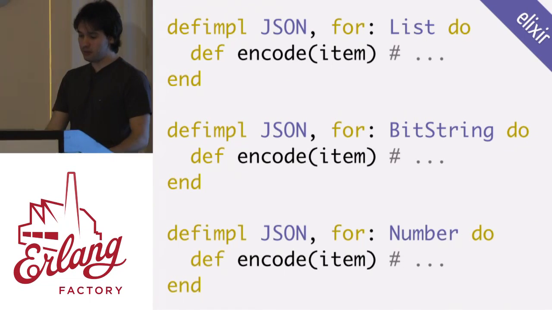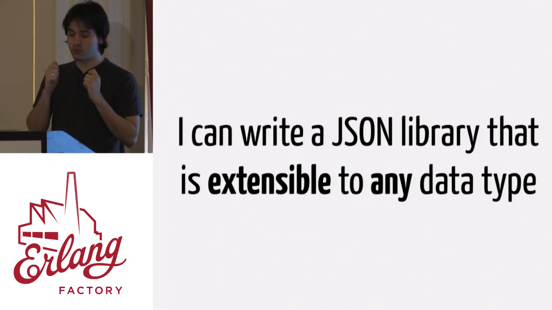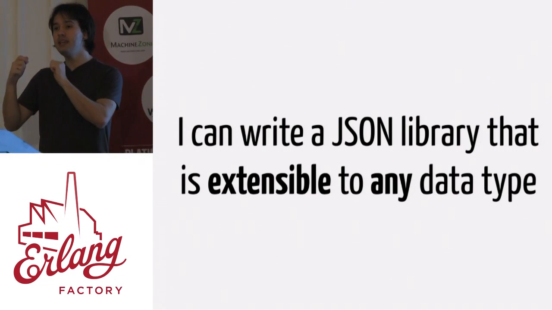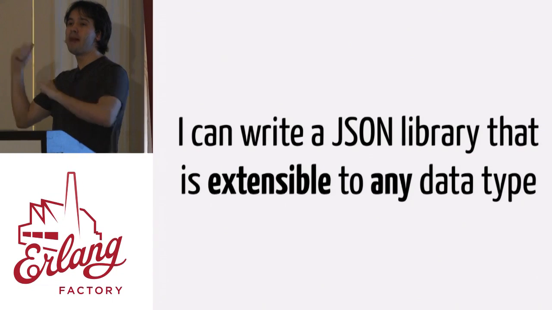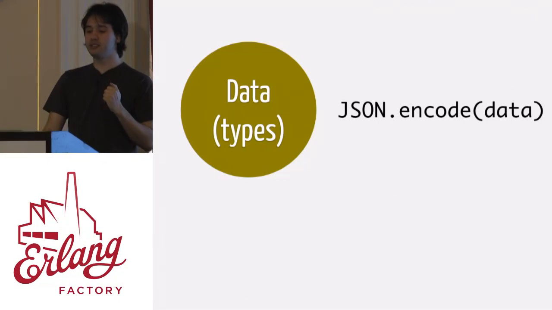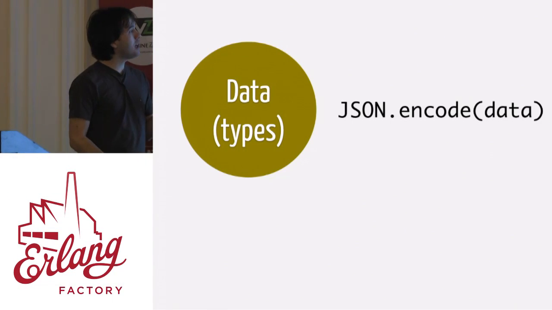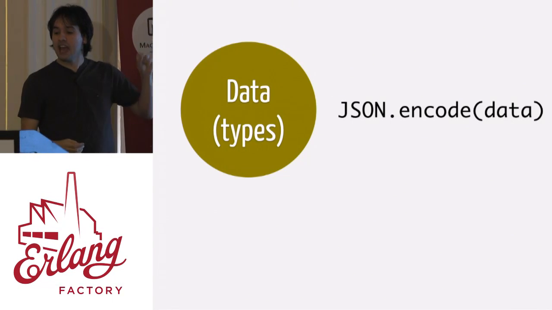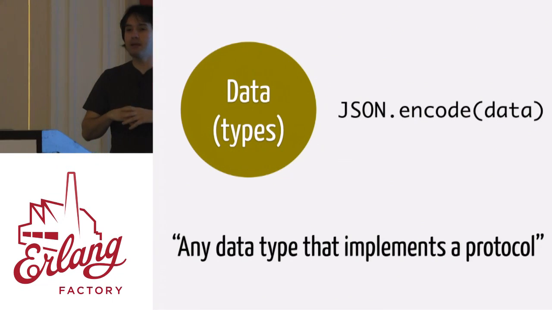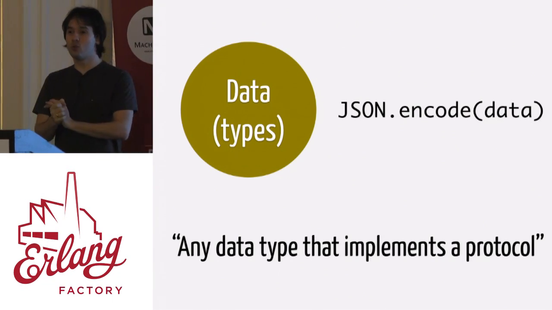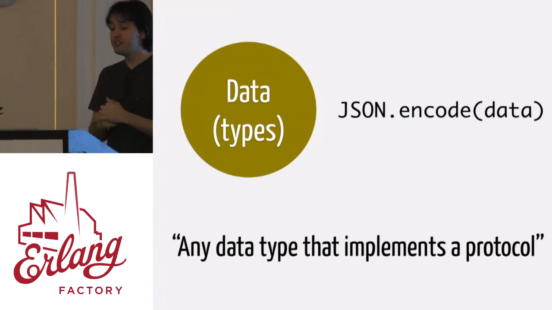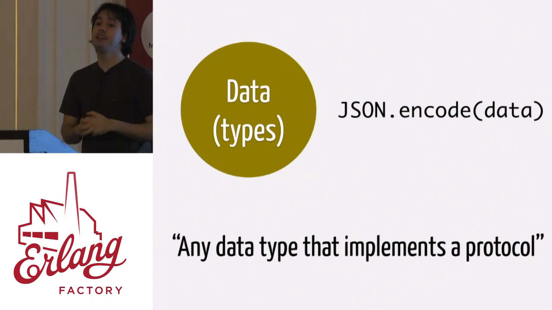And at the end of the day, what we can do is write a JSON library that is extensible to any data type, be this data type existing in the past or a data type that someone defines in the future. So we have basically answered this question, right? Now that I have protocols, I can say, you can give me any data type that implements a protocol, and your code is going to work. It's a contract that is happening at the data type level. And with this, we can do a bunch of interesting things.